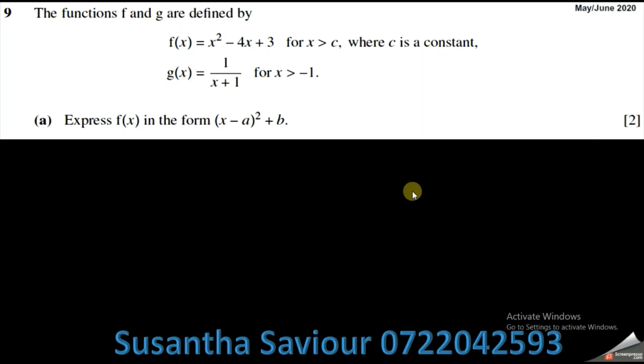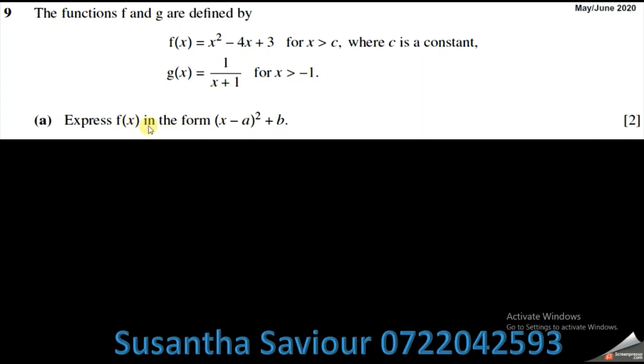This is another question from May June 2020. There are 3 variant papers, so each and every question I have picked here. Now look at this. There are 2 functions given, f and g. f(x) is x squared minus 4x plus 3, where x is greater than c. C is a constant. We will see who this c is a little later. And then g(x) is 1 over x plus 1, x is greater than minus 1, right? x is greater than minus 1.